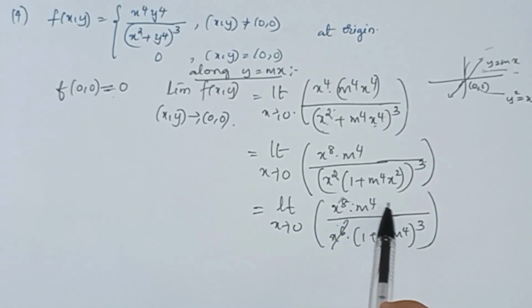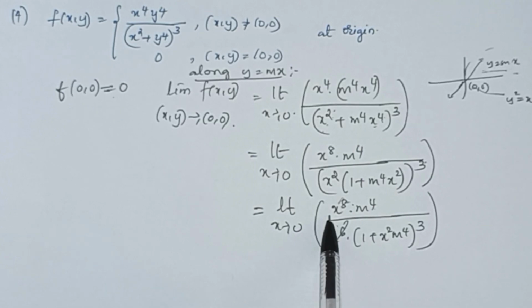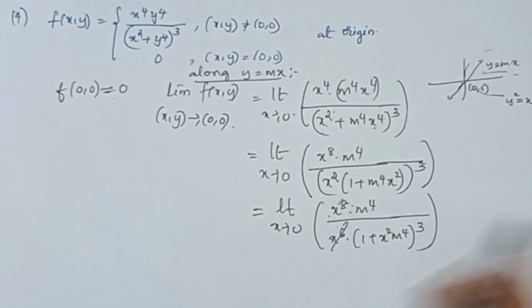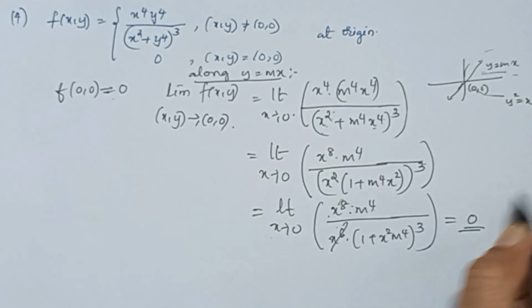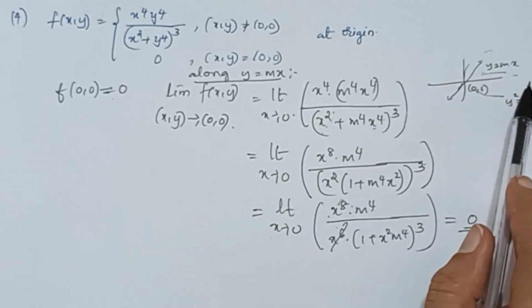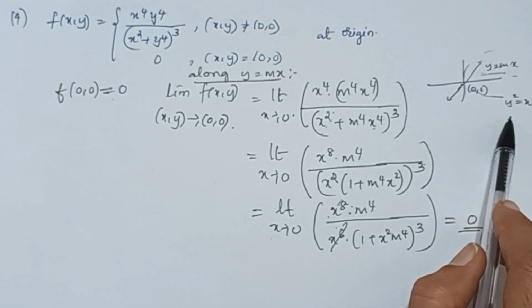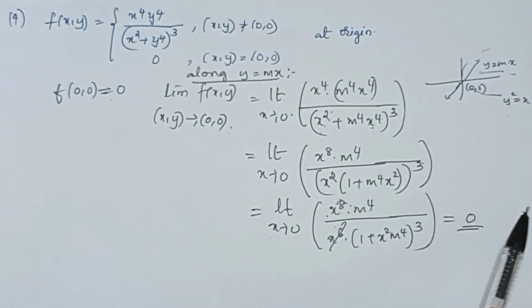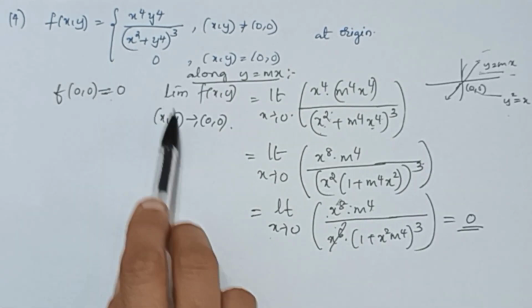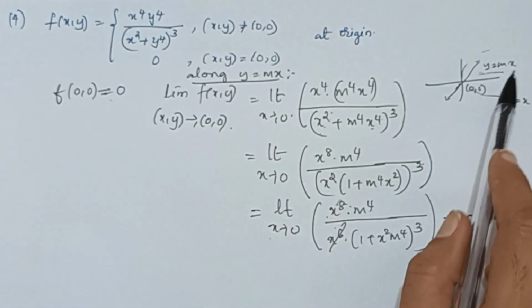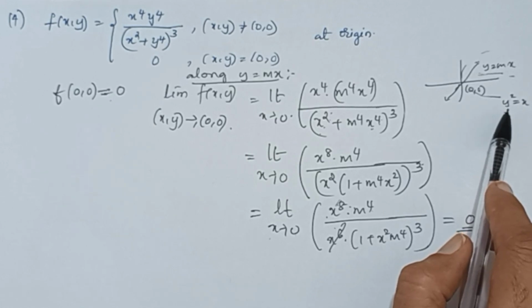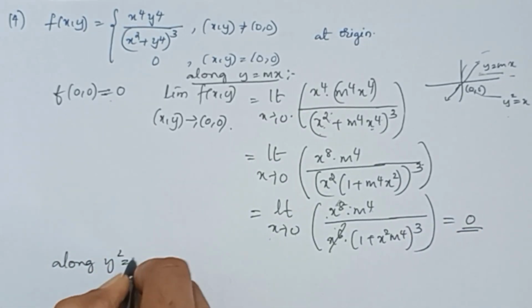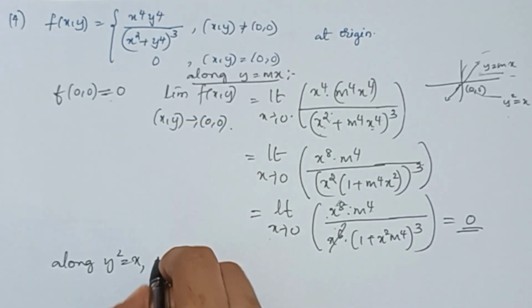Whatever may be the value of m, as there is x square in the numerator, when you apply the limit x tends to 0, 0 into any value, you will get it as 0. So therefore, for any line passing through the origin, if you have chosen that path, then the value of the limit is 0. But still we can't conclude the limit exists and its value is 0, because now I will choose another path, y square equal to x. So along y square equal to x, let us check what is the limit of this function.